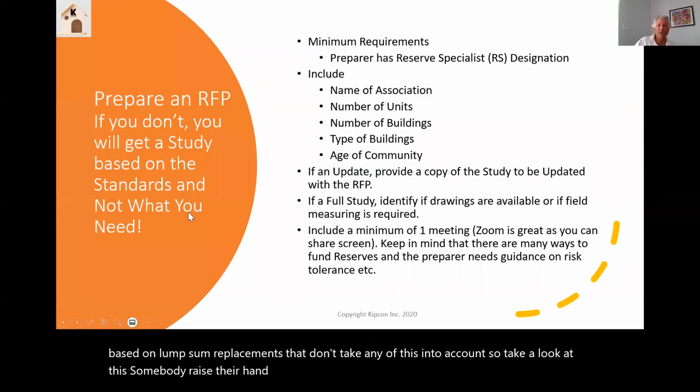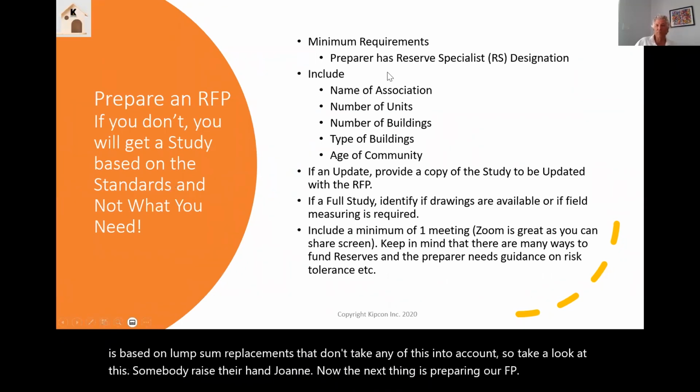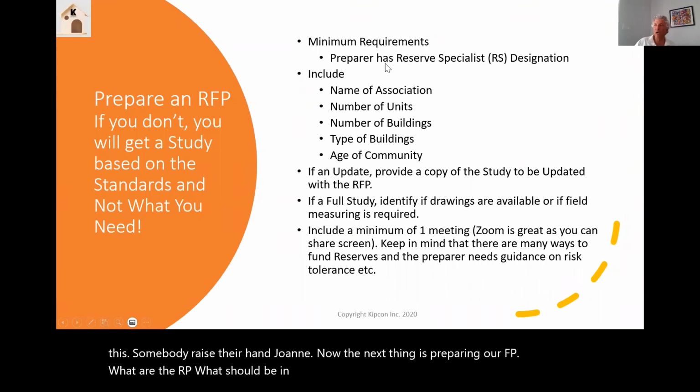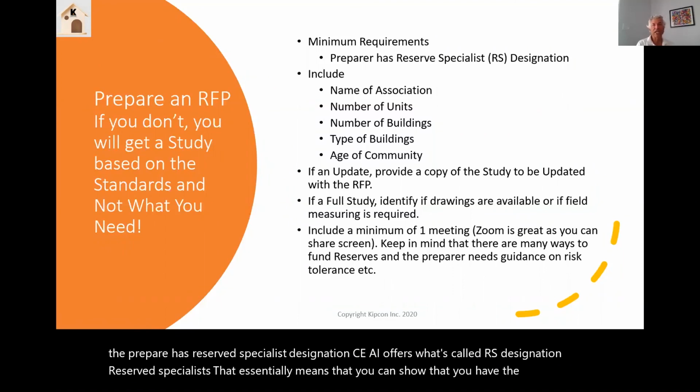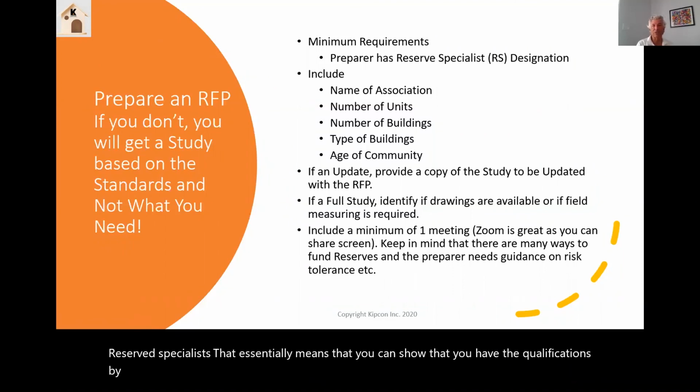All right, now the next thing is prepare an RFP. What should be in the RFP for a reserve study? The minimum requirement is that the preparer has a reserve specialist designation. CAI offers what's called the RS designation, reserve specialist. That essentially means that you've shown you have the qualifications by education, and by showing examples of your reports to CAI, that you can do a reserve study in conformance with the national standards.